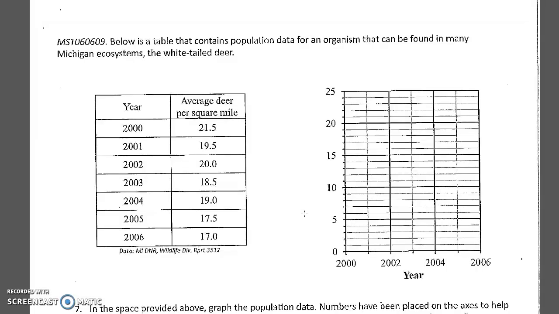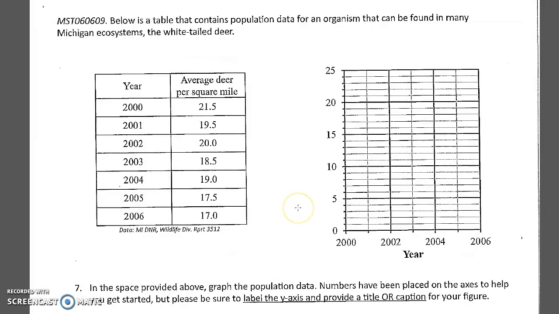On the next page there is a table, and you'll be creating a graph. It says below is the table that contains population data for an organism that can be found in many Michigan ecosystems, the white-tailed deer. The years are 2000 to 2006, which is on the left-hand side of the table. On the right-hand side of the table is the average deer per square mile. You're going to use that information to create the graph.